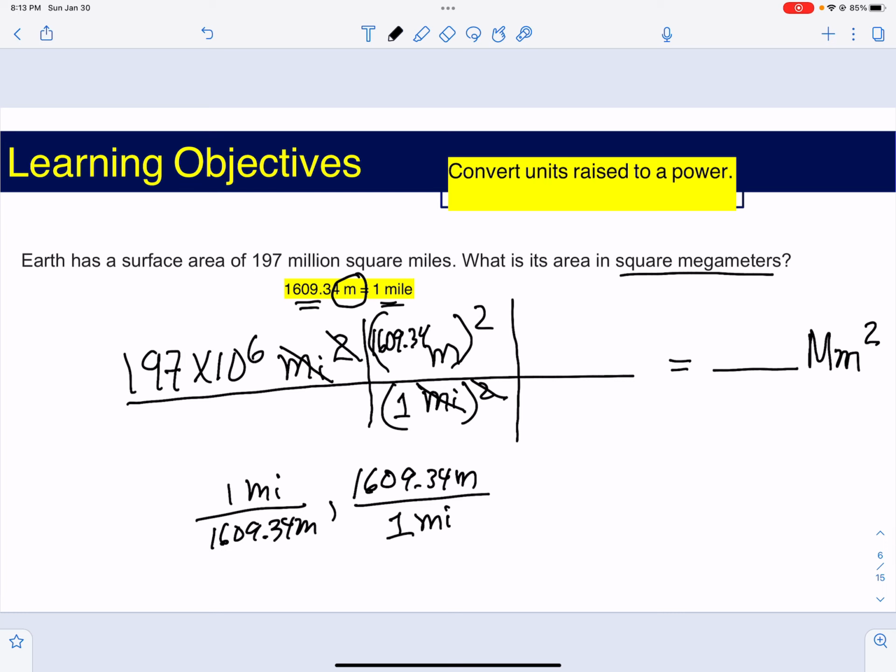I'm looking for megameters. So I do not want the meters because I want the megameters. The one with the prefix is this one, so that one gets the 1, and mega means 10 to the 6. Remember the prefixes? But I don't want to cancel meters. I want to cancel meter squares. So I square everything, top and bottom, and now I can cancel meter squares.